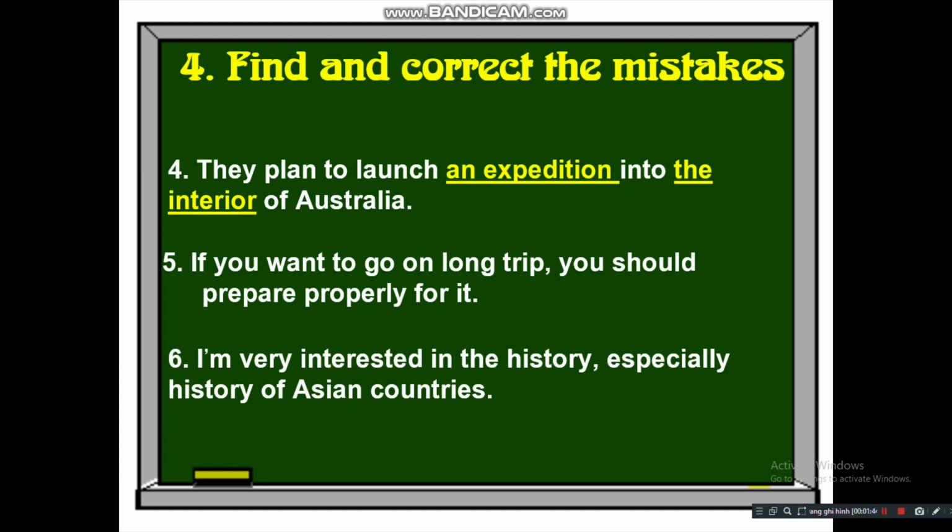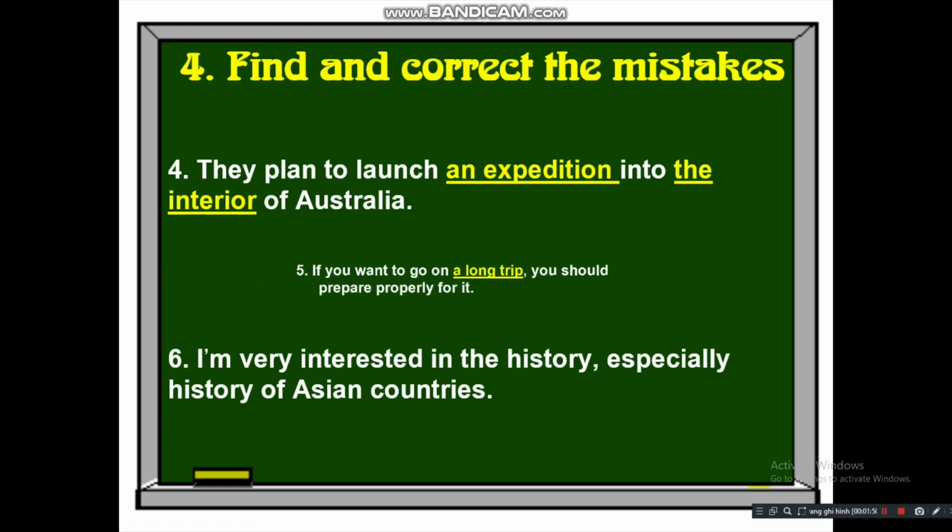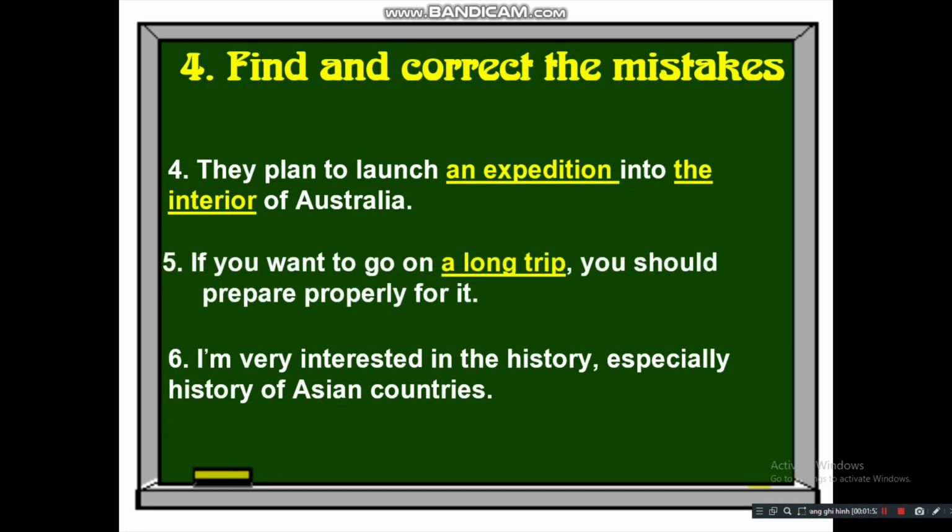Number 5, the mistake in number 5 is "long trip", and we correct it by adding "a" in the front. If you want to go on a long trip, you should prepare properly for it.